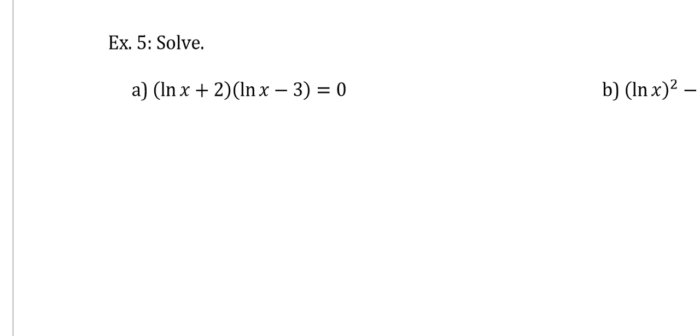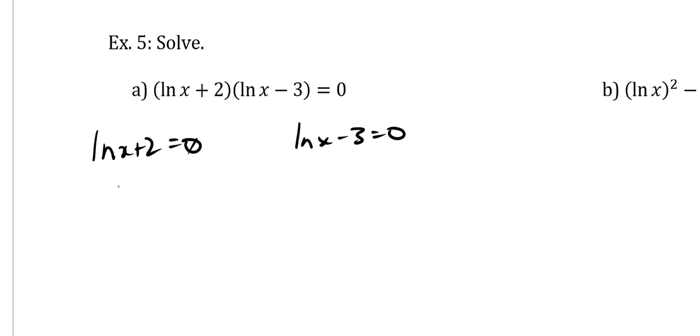What about this first one? This first one's pretty straightforward. It's already kind of halfway done, you might think. What am I going to do? If I multiply two things and they give me 0, then what can I deduce from that? John? Yeah, so this is already kind of done for us, and I get ln of x plus 2 equals 0, or ln of x minus 3 equals 0.